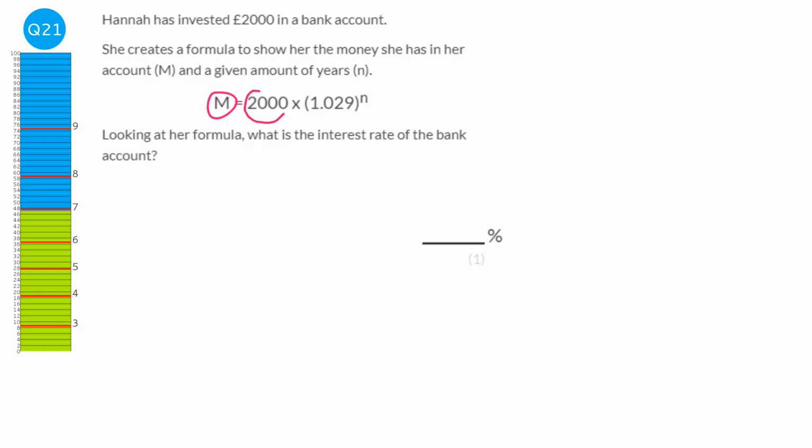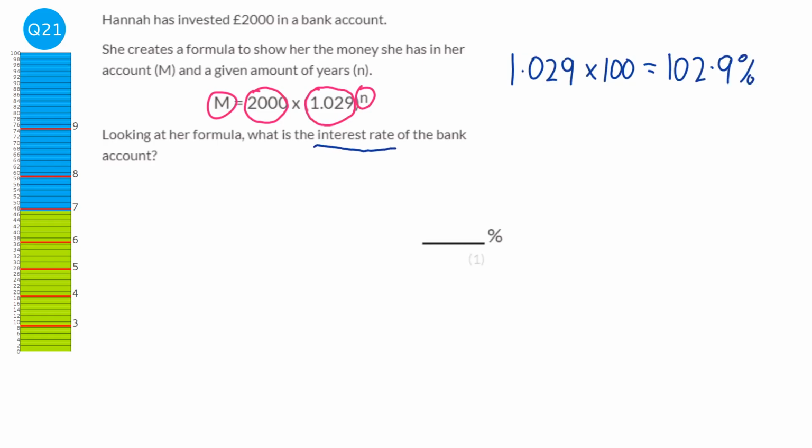The 2000 here is our initial amount. The decimal in here is our multiplier, and the power here is the amount of years. So the way multipliers work is they are the percentage divided by 100. So if we go the other way and times it by 100 to make it back into a percentage, it will be 102.9%. Now it says what is the interest rate of the bank?